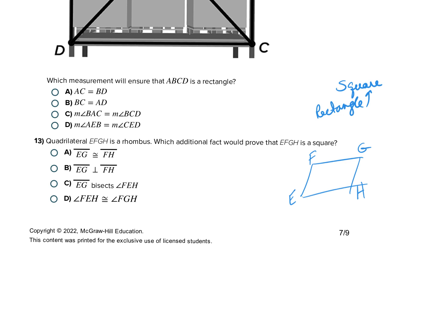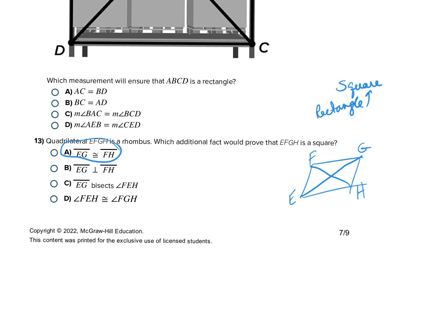Option A, that EG is congruent to FH. Okay, that means the diagonals are congruent. Now, that is a property of a rectangle. And all rectangles, I should say all squares, are rectangles. So that piece of information right there solidifies that to make the rhombus an actual square, those diagonals would actually have to be the same length. Okay.